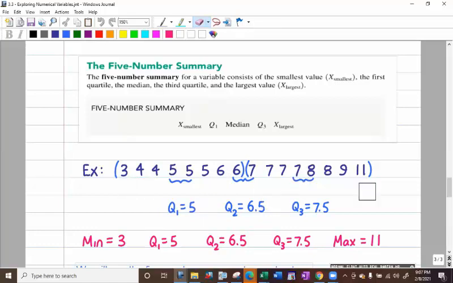In this one we had an even number of values, so the middle is 6 and 7, and the median would be 6.5. The 6 belongs to the lower half, the 7 belongs to the upper. So Q1 will be the average of the 5 and the 5, which is 5, of course. Q3 will be the average of the 7 and the 8, which is 7.5. Then we include the min and the max to make the 5-number summary.